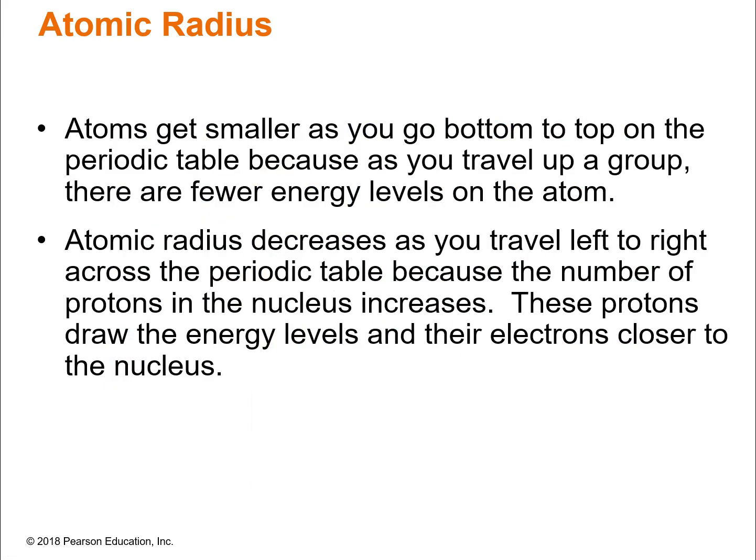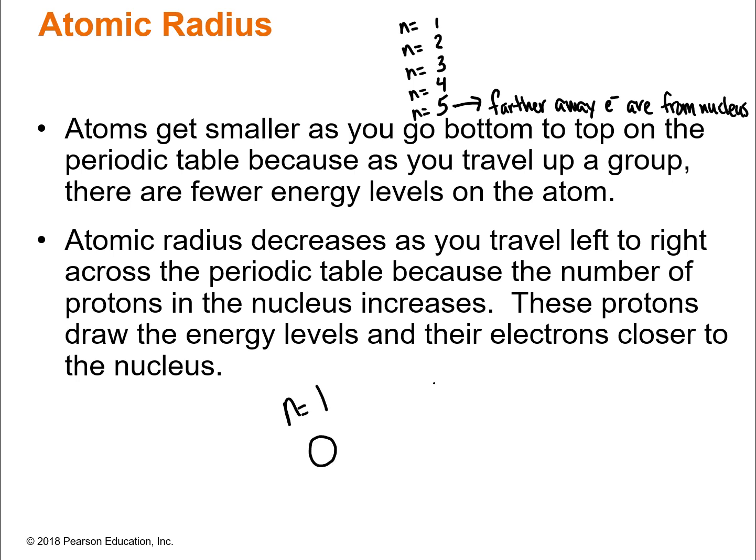But why? So as you go from the bottom to top, there's fewer energy levels. So remember, if we have all of these energy levels, which each row on the periodic table corresponds to, the higher the energy level, the farther away the electrons are from the nucleus. So that means it's bigger. So if we had n equals 1 versus n equals 5, with our little nucleus in the center, you can already think about, oh yeah, that makes sense. It gets bigger, right?